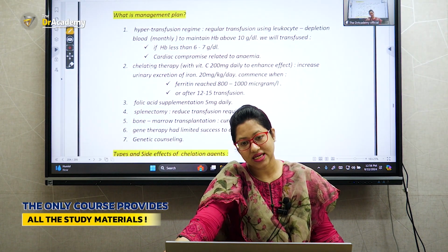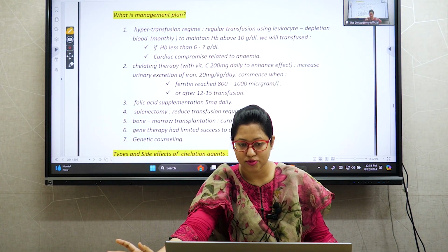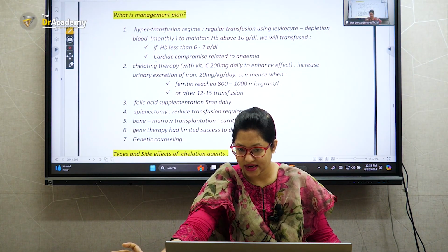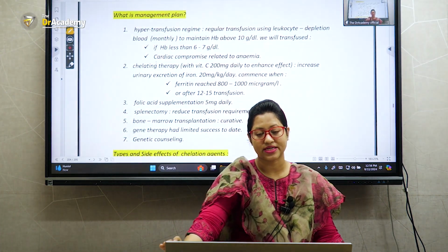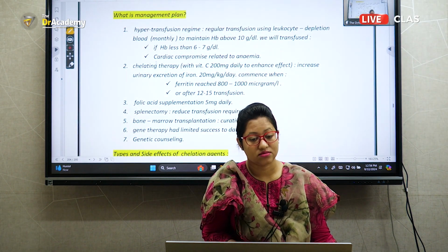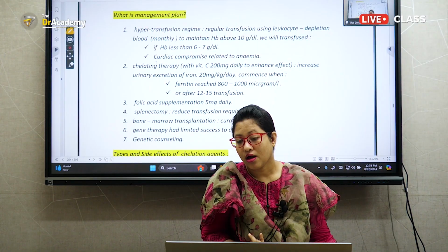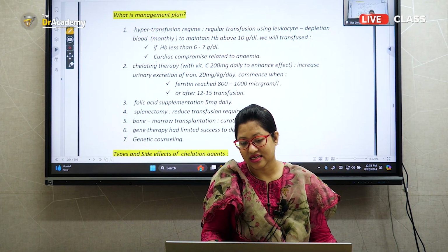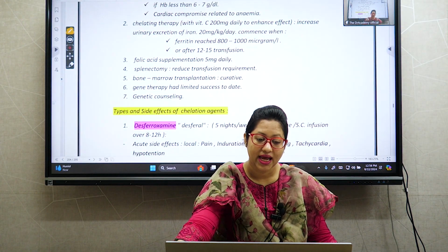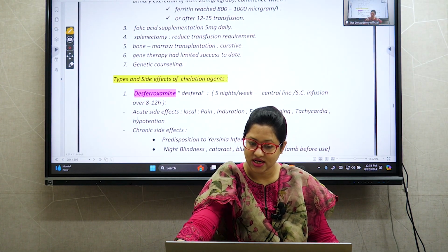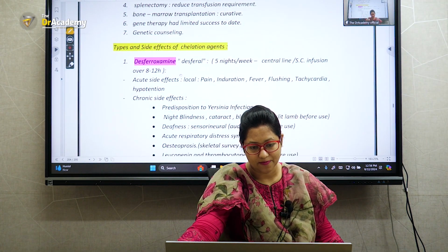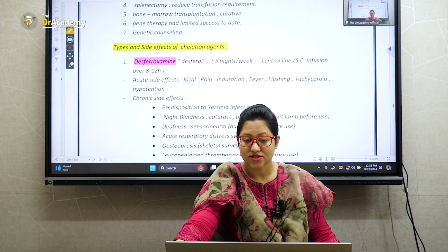Along with that, you can tell about a multidisciplinary team approach. So you can say, I would like to treat her under a multidisciplinary team. I would like to involve a pediatrician, pediatric hematologist, cardiologist, surgeon, geneticist, the faculties that are needed for thalassemia. Types and side effects of iron chelating agents. Very important. Always you will get a question from here. So in this book, this has been written so nicely.